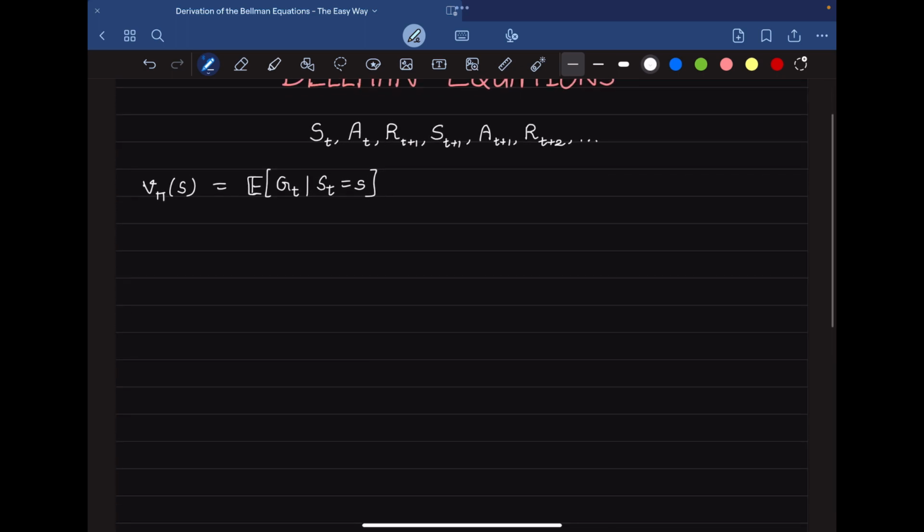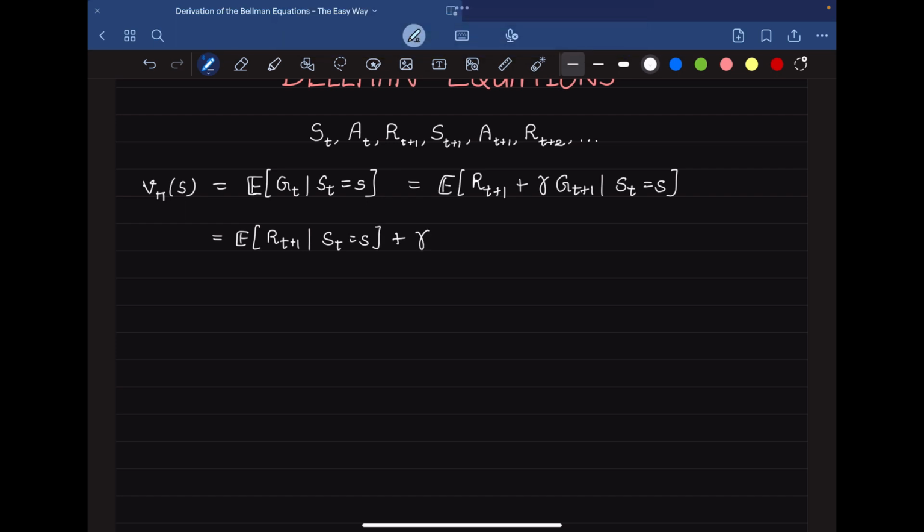So let's expand this, and given that G_t is equal to the reward received in the current time step, time step t plus 1, plus gamma times G_{t+1}, given that you start in the state S. So again, this is basically equal to the expected value of R_{t+1}, given that S_t is equal to S, plus gamma times the expected value of G_{t+1}, given that S_t is equal to S.